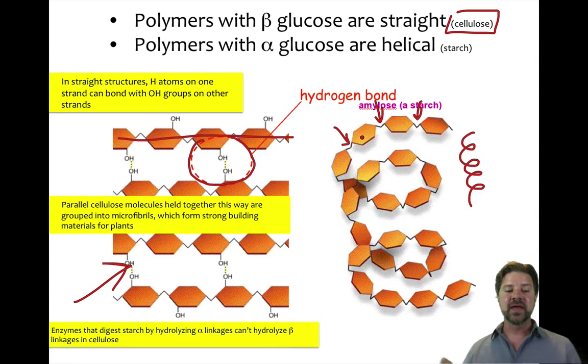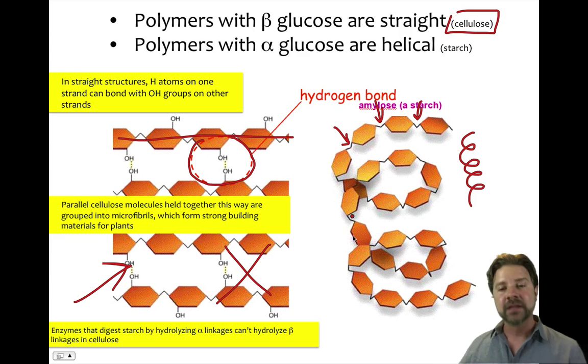So what we could say then is enzymes that digest starch by hydrolyzing alpha linkages can't hydrolyze the beta linkages in cellulose. So it's a big no for here. We can't go ahead and bust up those glucose molecules very easily, but we can do it here. And that's why we derive sugar from starch and not from the cellulose that we eat.